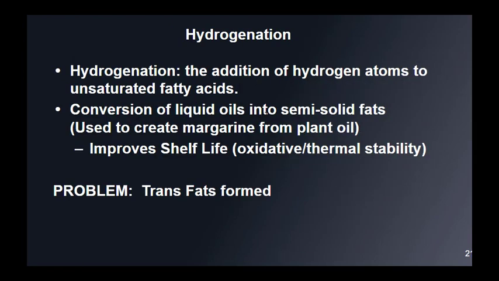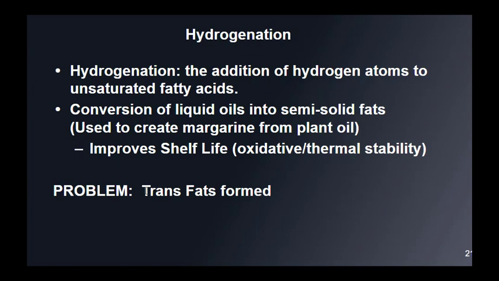Okay, in some processed foods like margarines, peanut butter, some baked products, manufacturers use a process called hydrogenation. The purpose of this process is to convert a vegetable oil into a semi-solid product. So the food manufacturers want to change the texture of the food and also improve the shelf life of the food. However, the problem is during this process of hydrogenation, they also produce what's called a trans fat.